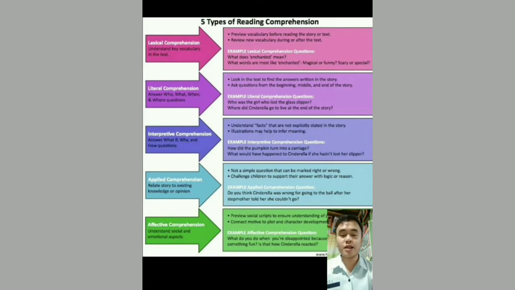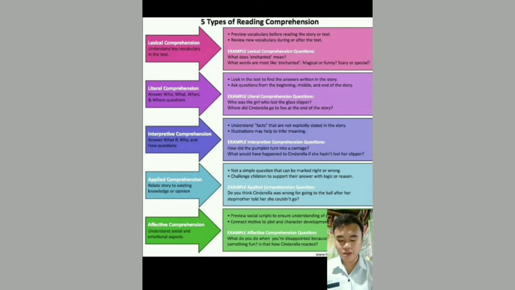Next is literal comprehension. The meaning of literal comprehension is to understand information and facts directly stated in the text. So it means that you only focus on the information that is stated in the text. So that's what we call literal comprehension. You are focusing on what is in the story or in the information that has been given.